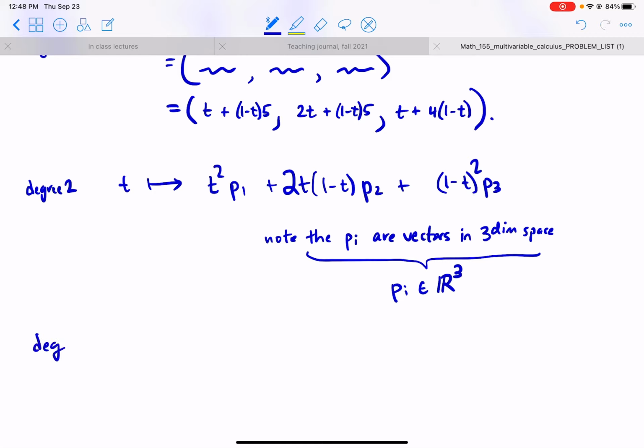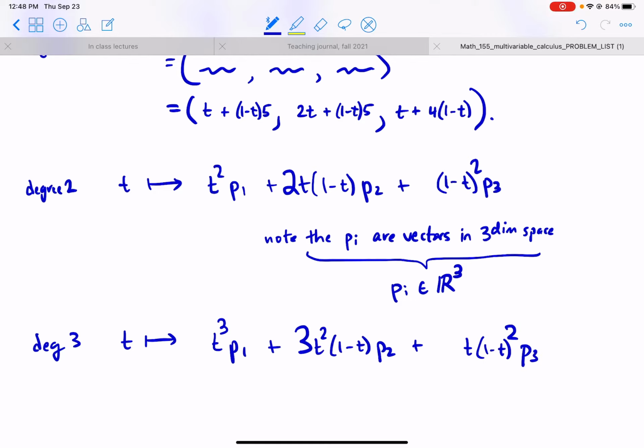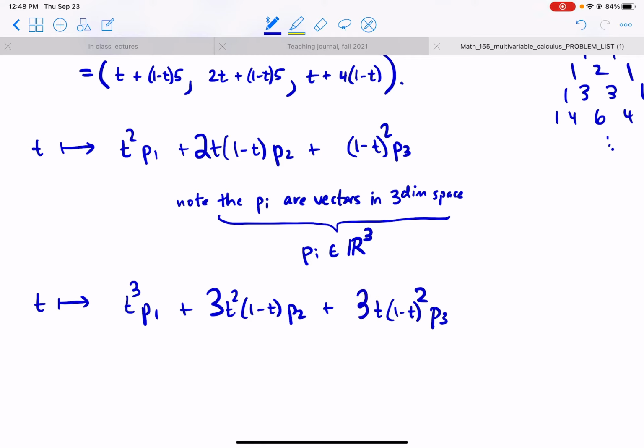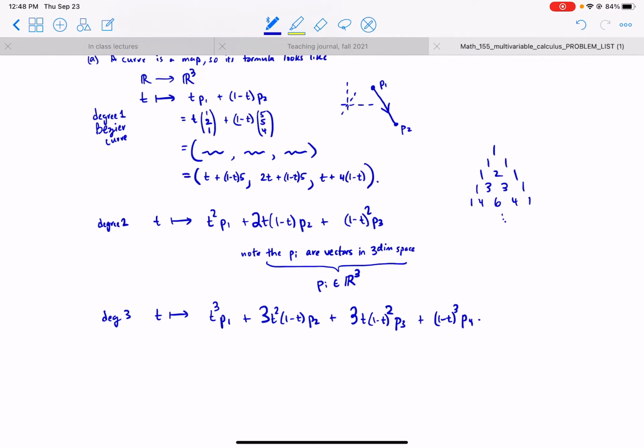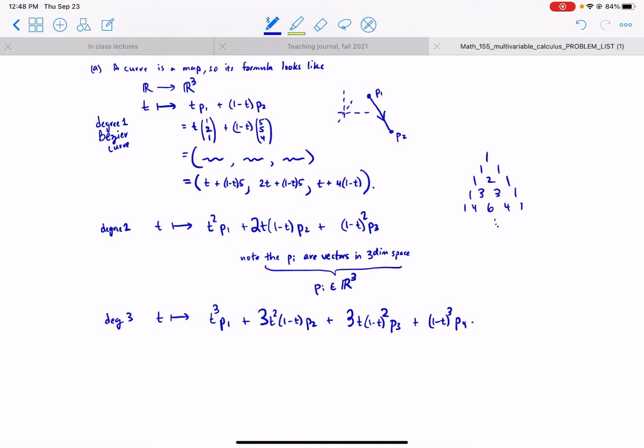Finally, degree 3. t goes to t to the third P1 plus. Now there's going to be some number from Pascal's triangle times these things, P2. And then there's going to be a t and a 1 minus t to the second P3, and it's going to have some number from Pascal's triangle, and finally, okay. And that is the formula. Okay.